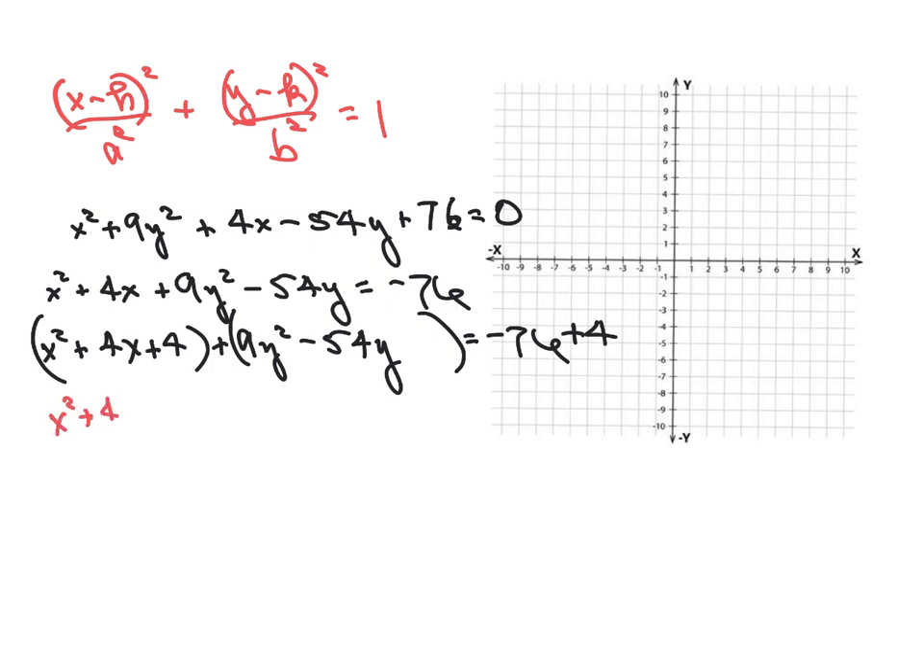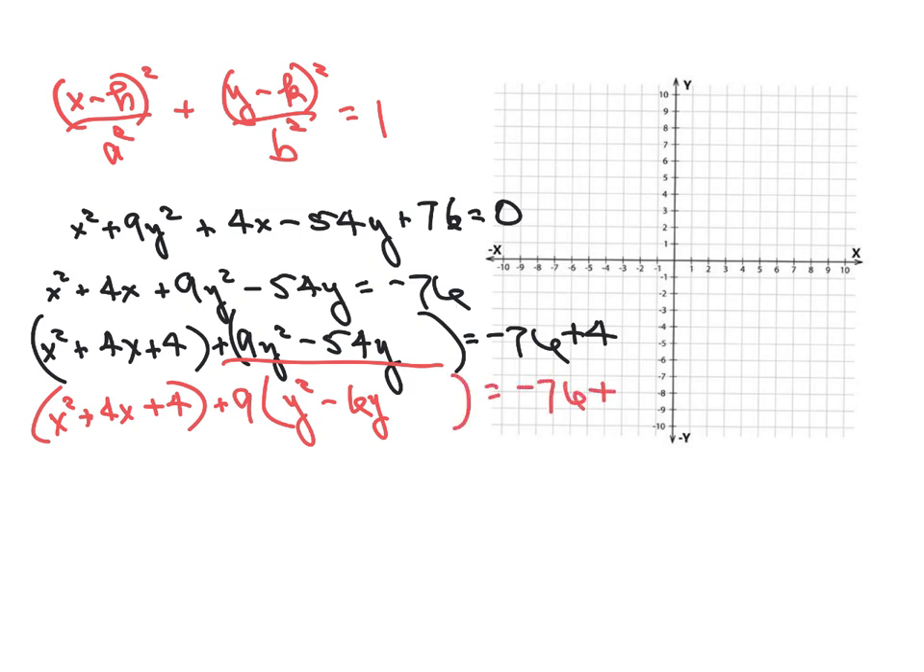I mean, my x was okay. I didn't have a number in front of there. But I have a 9 that I can factor out. So I'm going to take 9, and that leaves me with y squared minus 6y. Okay, so I just factored the 9 out to make that easier. So I still have my negative 76 plus 4, which the 4 again came from over here.